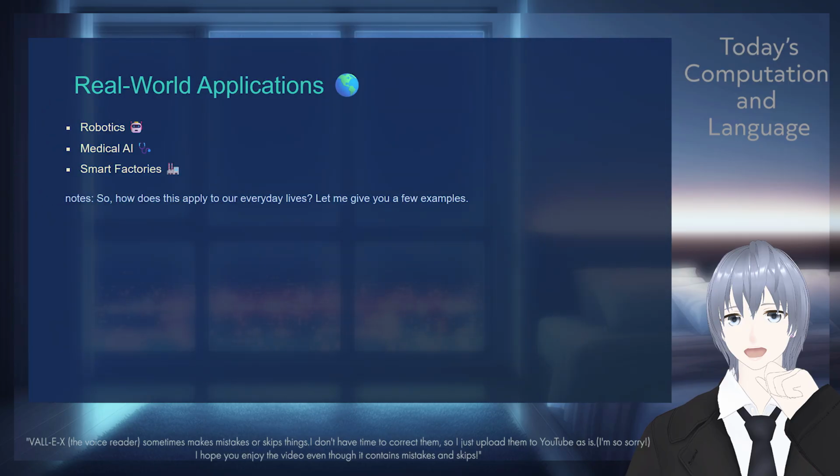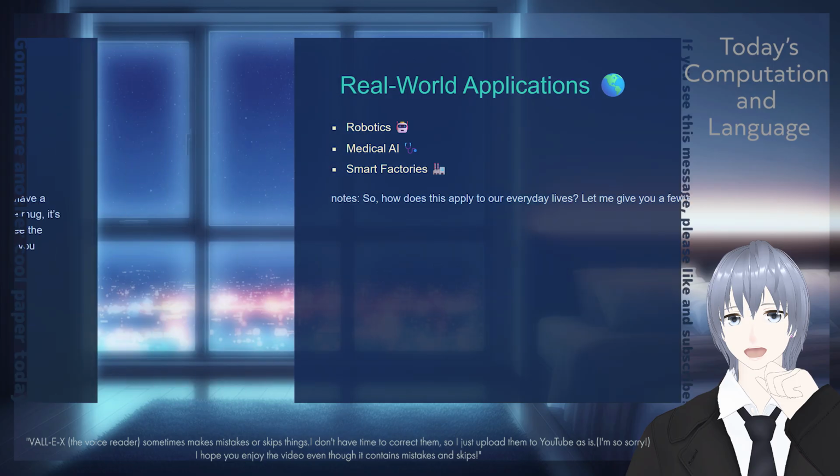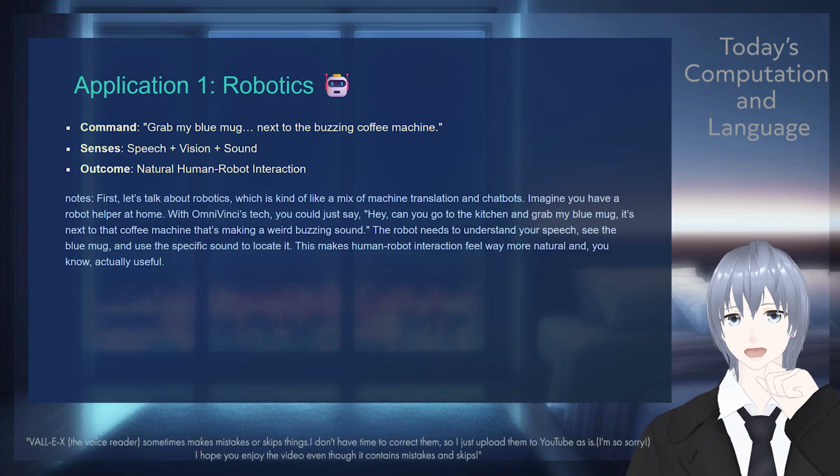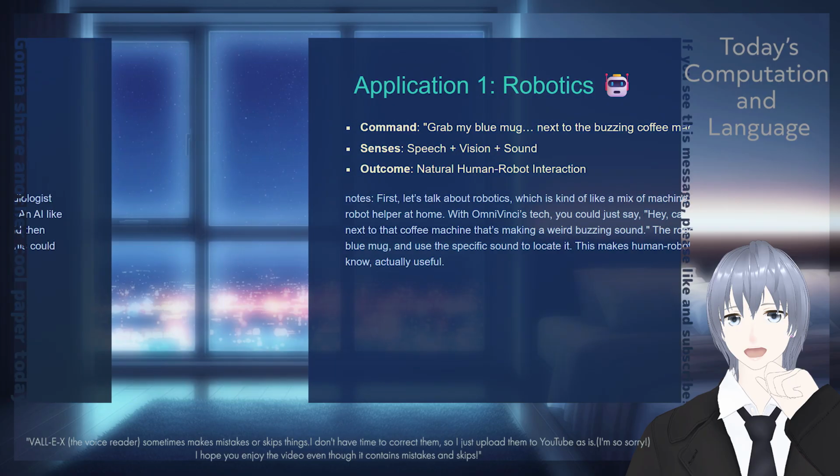Moving on. So how does this apply to our everyday lives? Let me give you a few examples. First, let's talk about robotics, which is kind of like a mix of machine translation and chatbots. Imagine you have a robot helper at home. With OmniVinci tech, you could just say, "Hey, can you go to the kitchen and grab my blue mug? It's next to that coffee machine that's making a weird buzzing sound." The robot needs to understand your speech, see the blue mug, and use the specific sound to locate it. This makes human-robot interaction feel way more natural and actually useful.